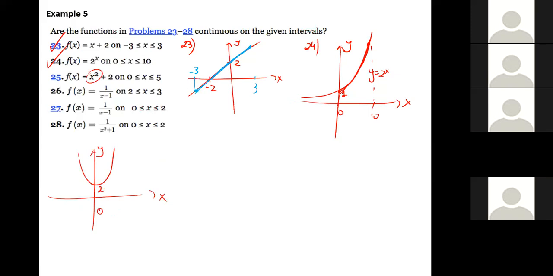Okay, and on the interval from 0 to 5, on my graph will be that part. Okay, of course, continuous function.